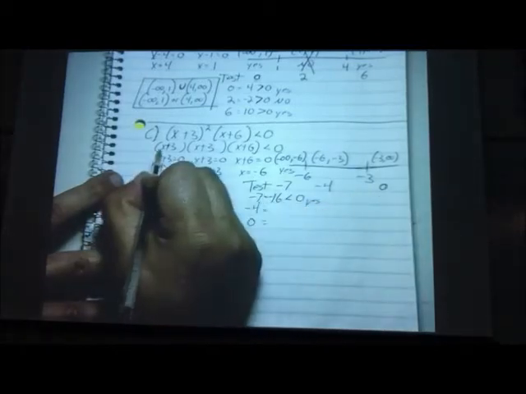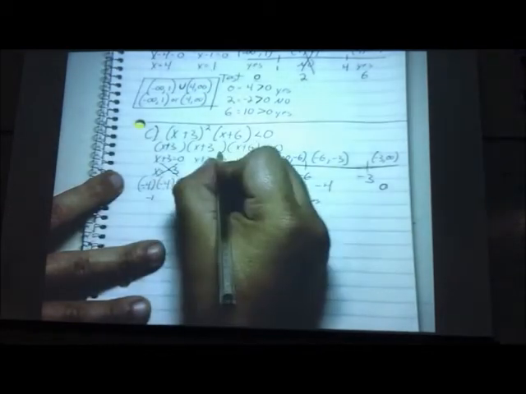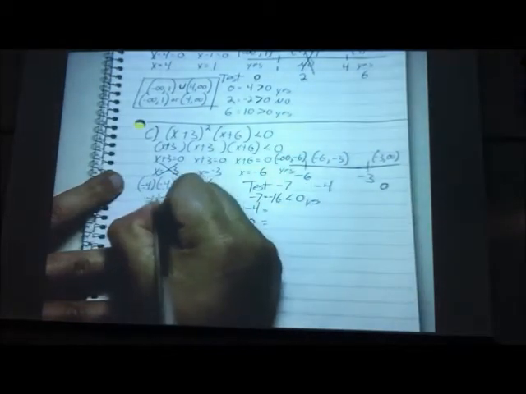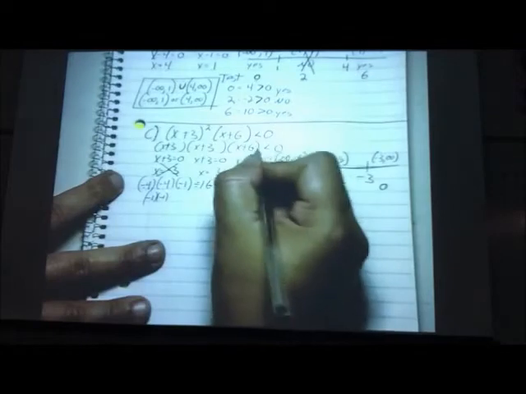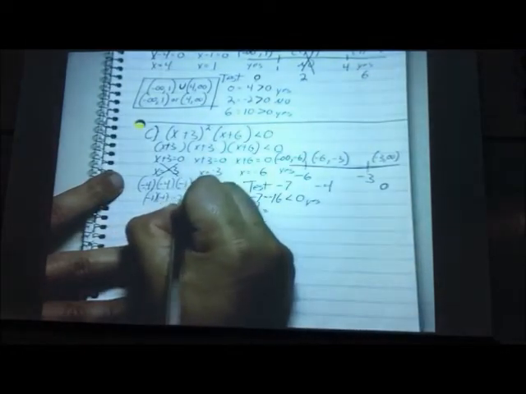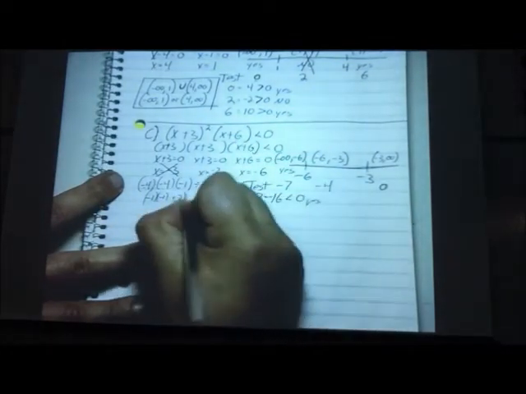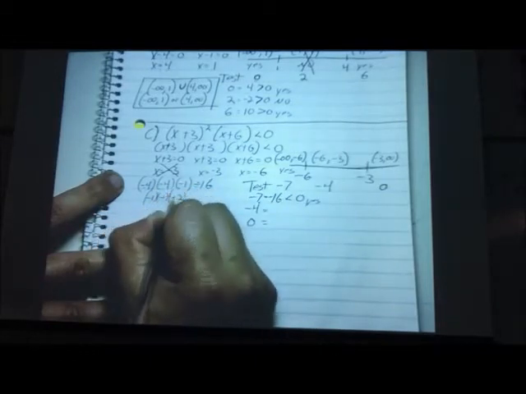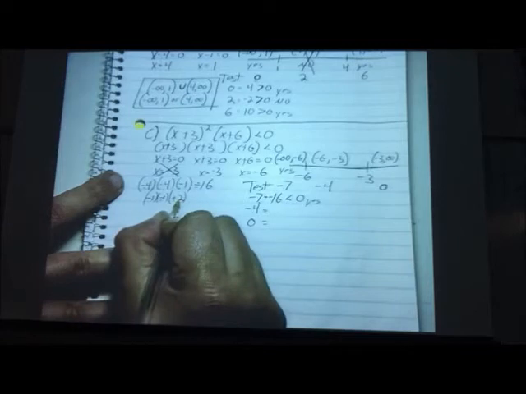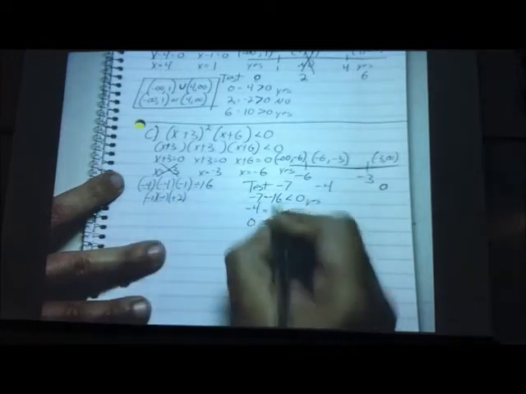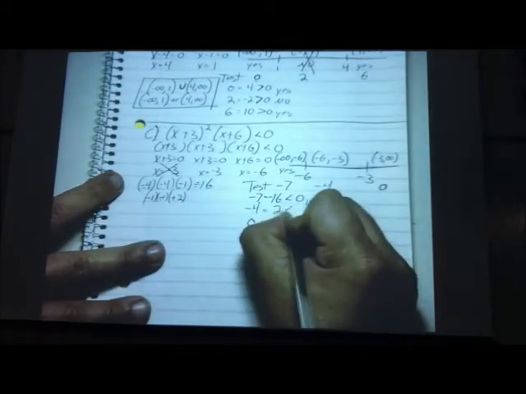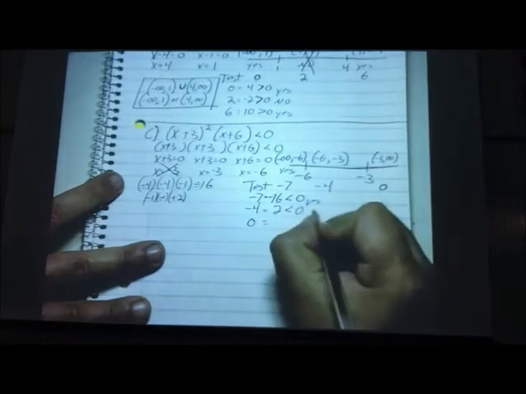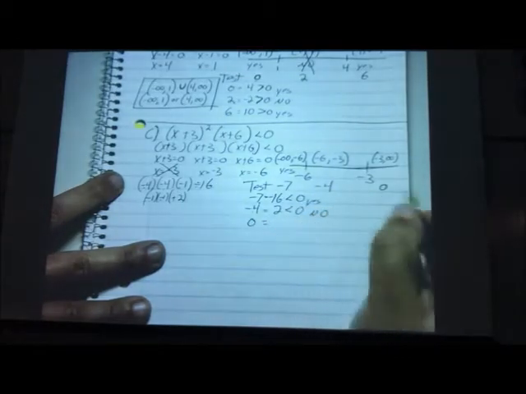-4. -4 plus 3, -1. -4 plus 6, 2. Negative times a negative is a positive. Positive times a positive is a positive. So it's positive 2, correct? Yes. Is 2 less than 0? No.